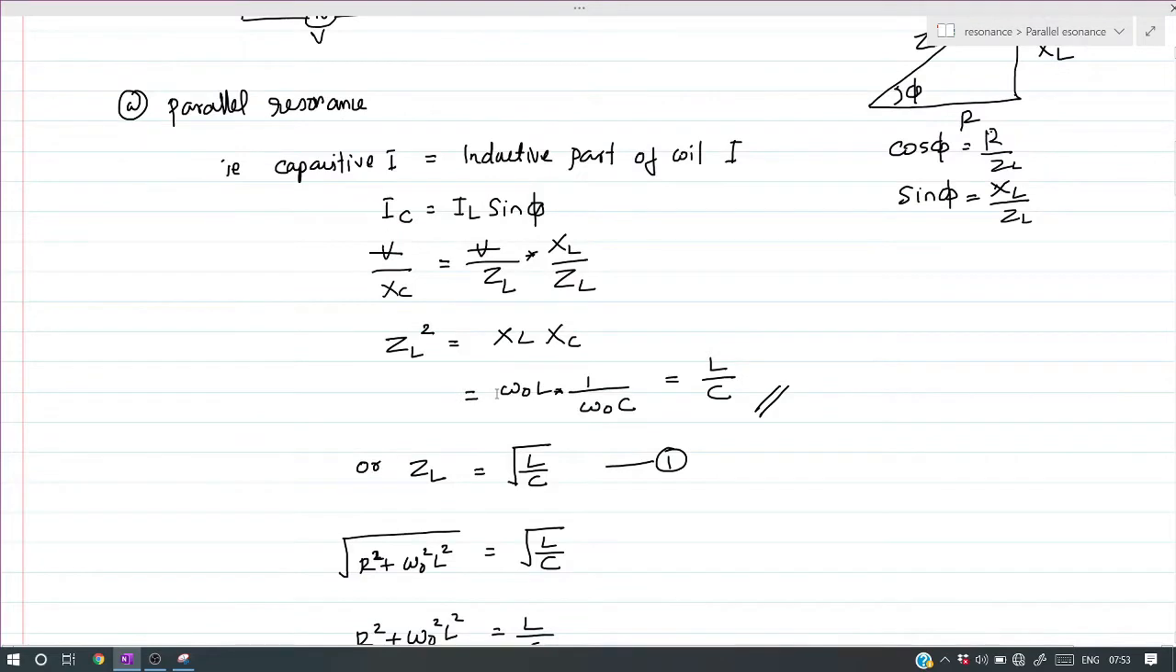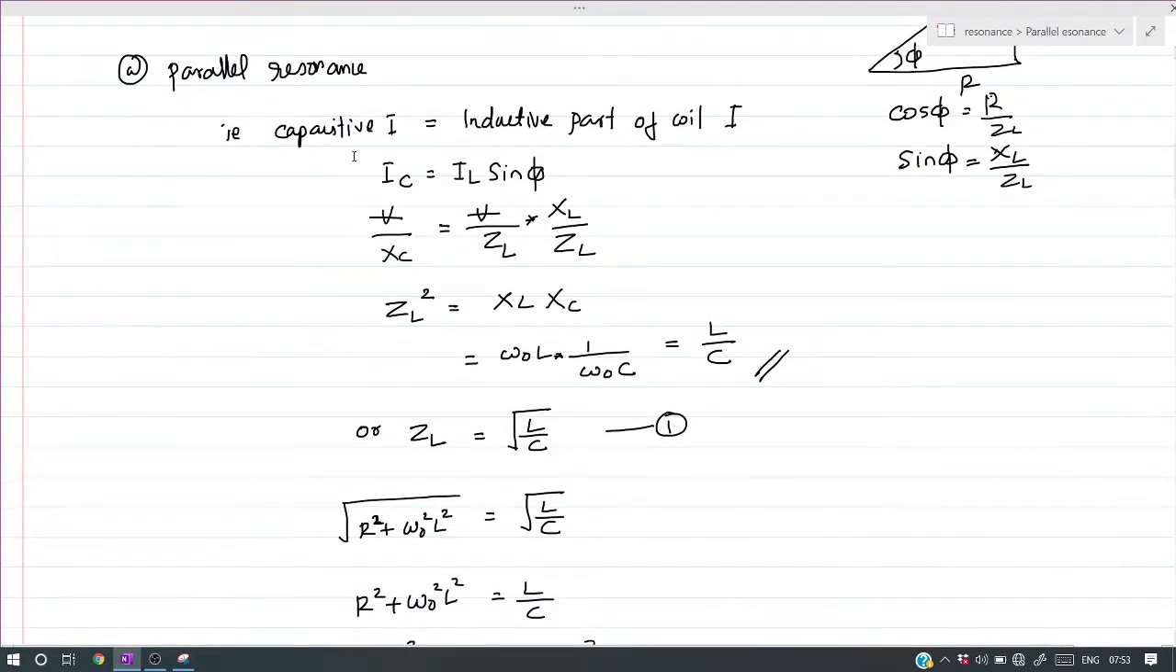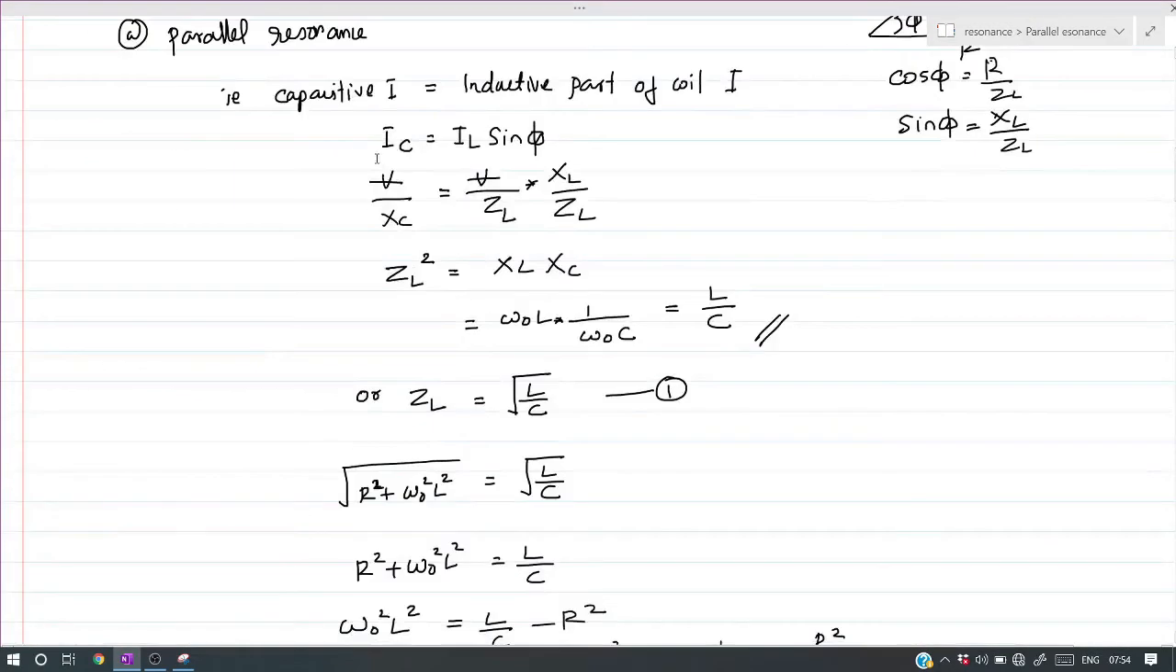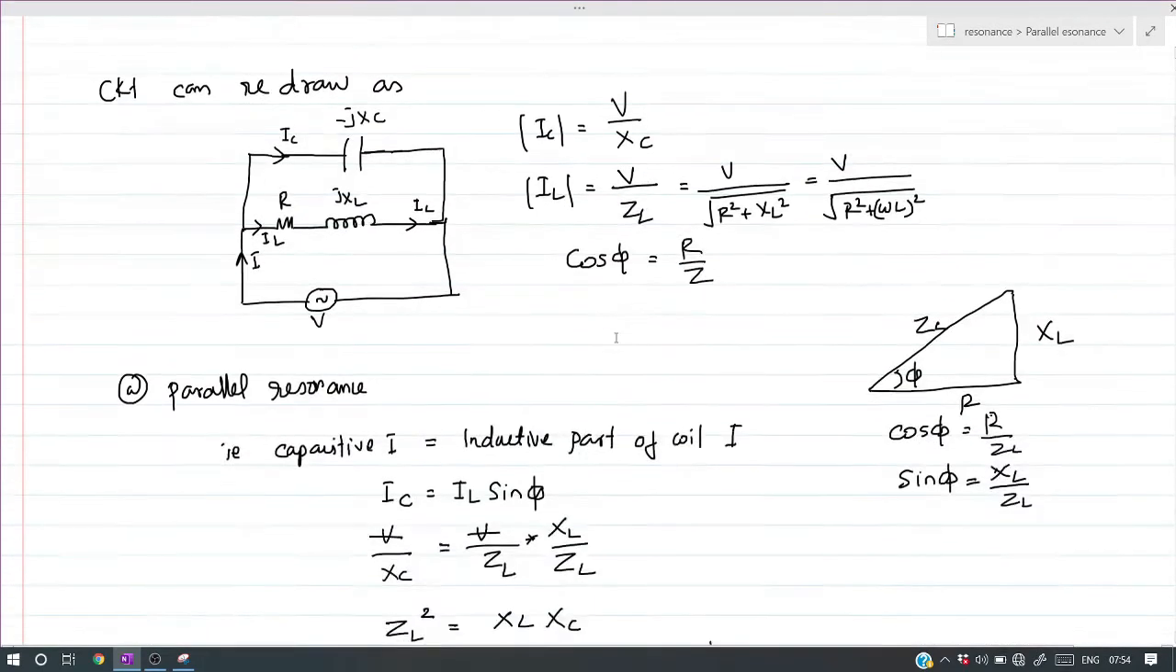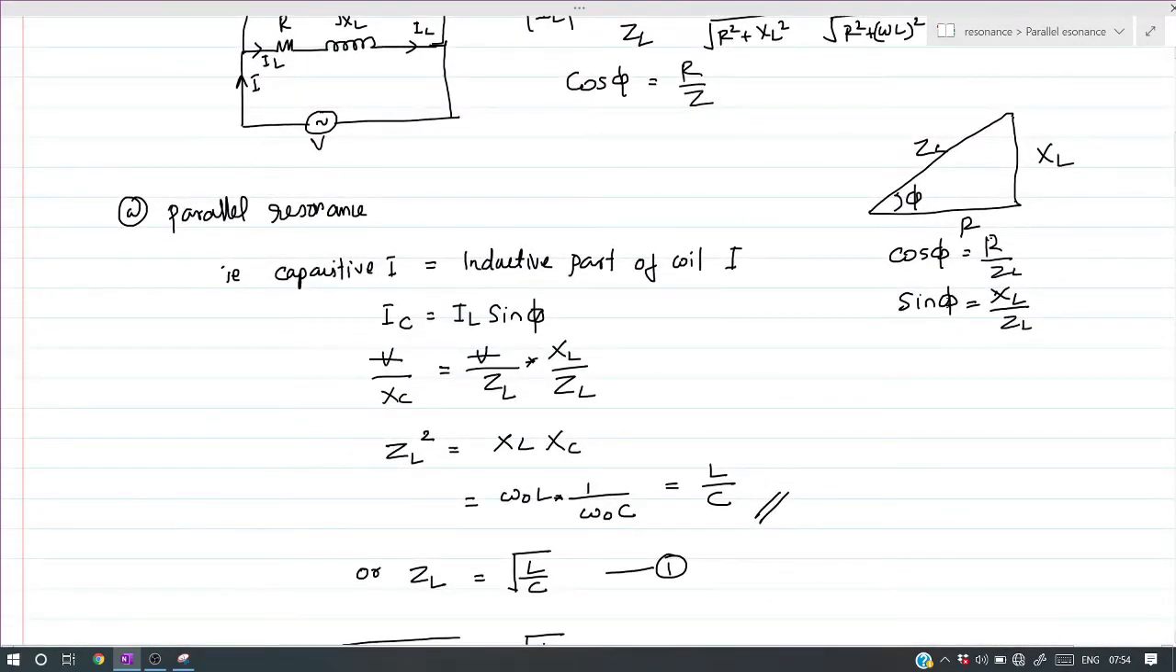Now let's see some derivation. At parallel resonance, the capacitive current IC is equal to the inductive part of the coil current. So IC is equal to IL sin phi. We know IC is equal to V divided by XC and IL is V divided by ZL. Substitute over here, and sin phi is XL divided by ZL. Simplifying, we can obtain ZL square is equal to XL XC.